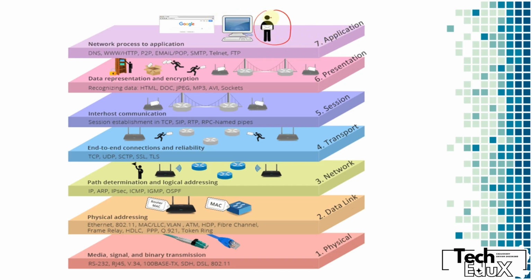The user usually interacts with web browsers or email. We have so many other things as well, but most of the time we are dealing with these web applications. So network process to application. As you can see, we have DNS, www, point to point, email, POP, SMTP, telnet, or FTP. If all these are working fine, then you have to check maybe the application layer is not working because some firewall is there.